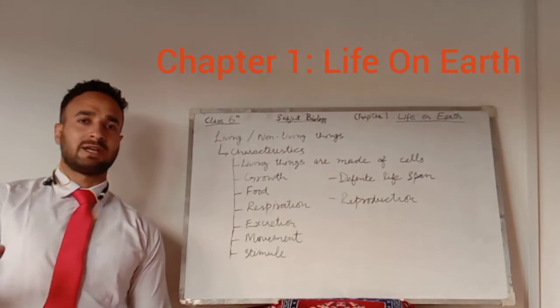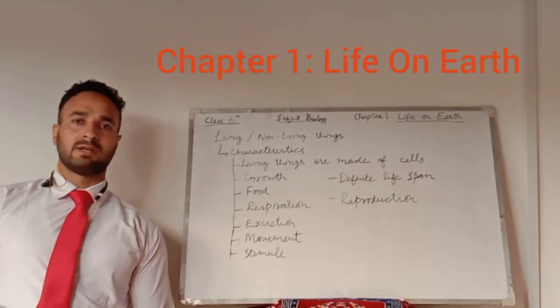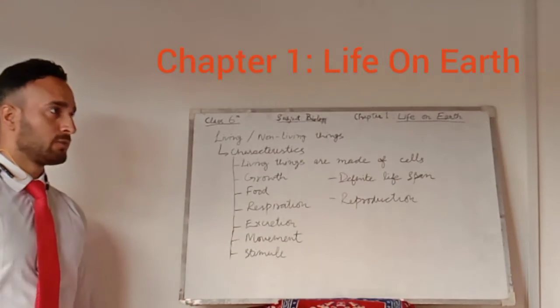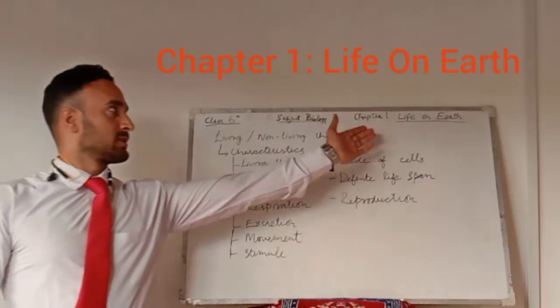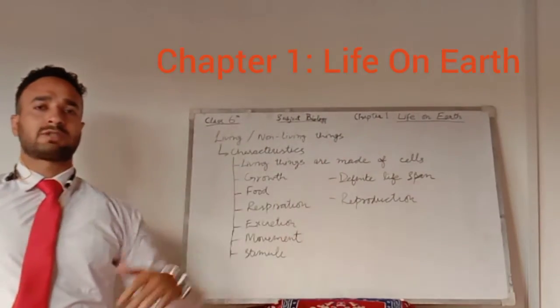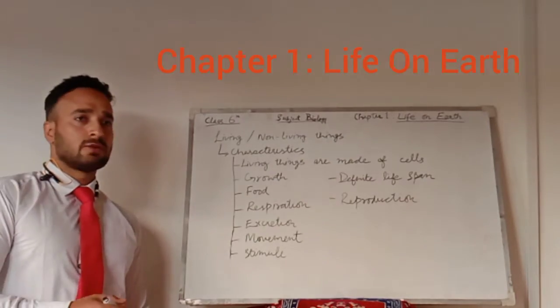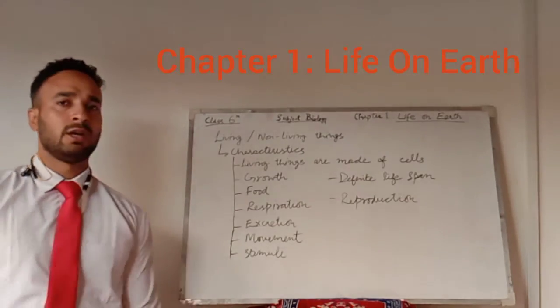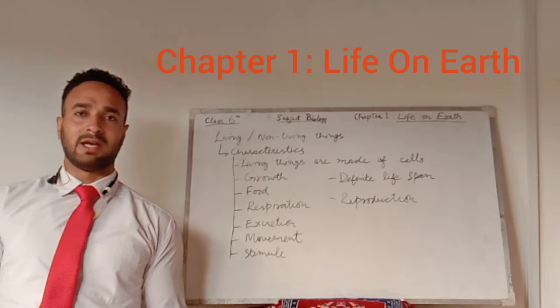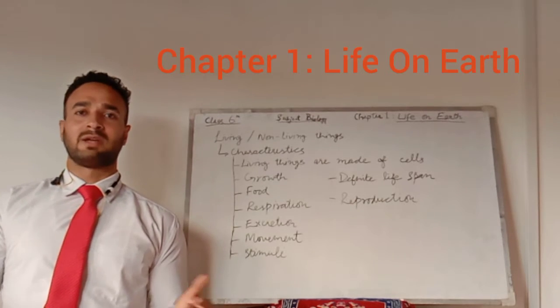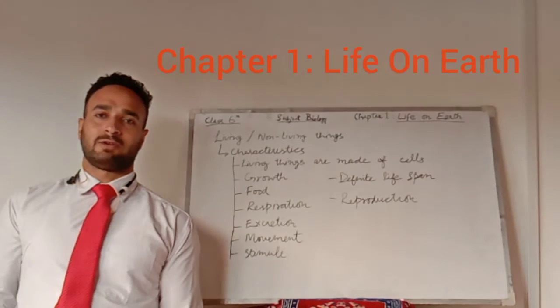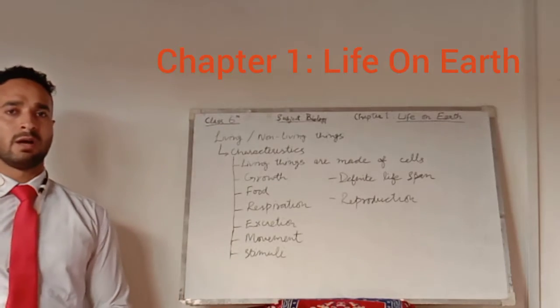Since you are in class 6th, if you have a look at your syllabus in your biology book, you'll find that the very first chapter in your book is Life on Earth. And we are going to start our video lecture with this very first chapter. Okay, so life on Earth. You know that Earth is a planet among the 9 planets in our solar system. And we are going to talk about the life on this very planet.